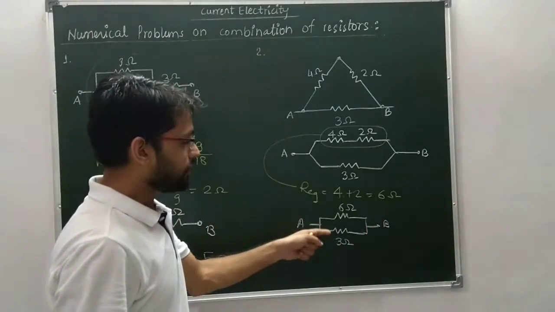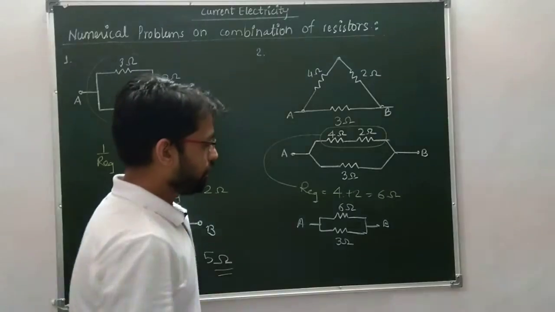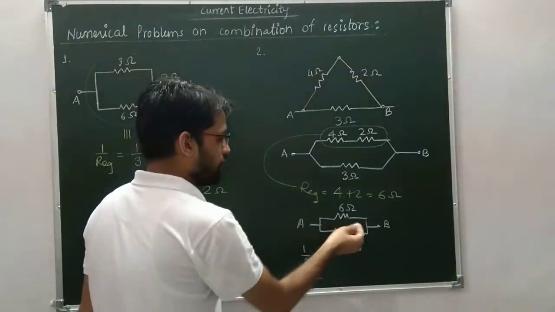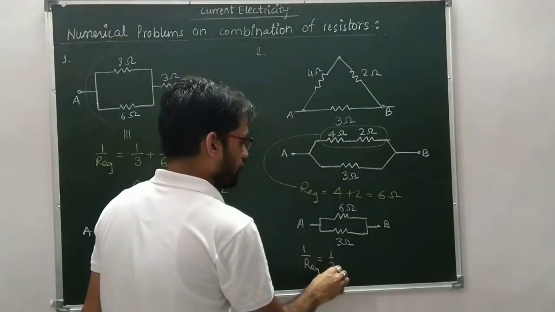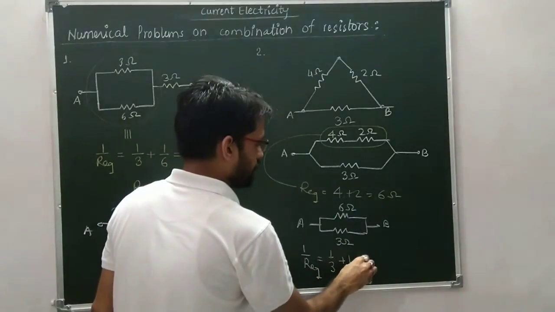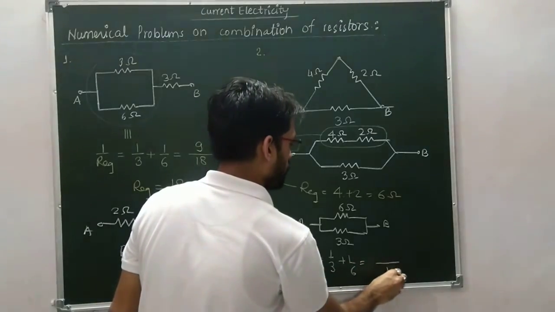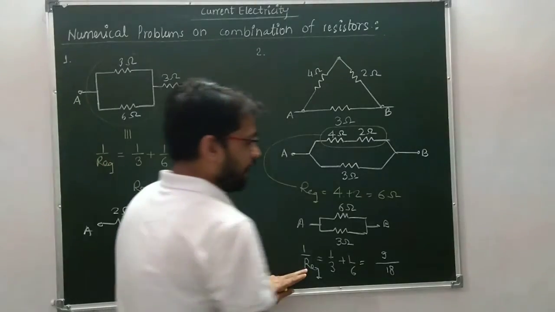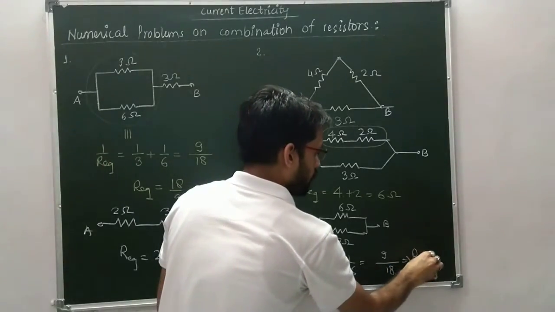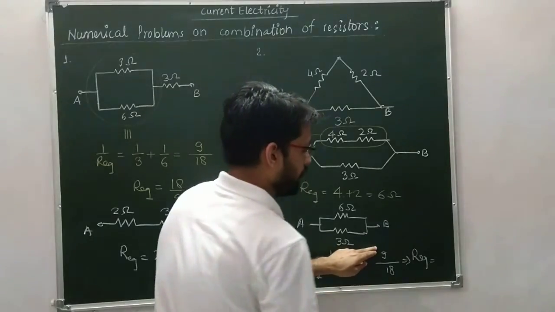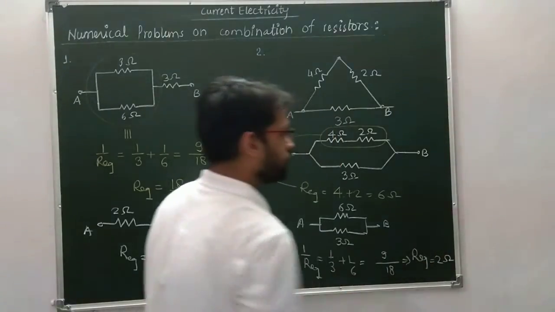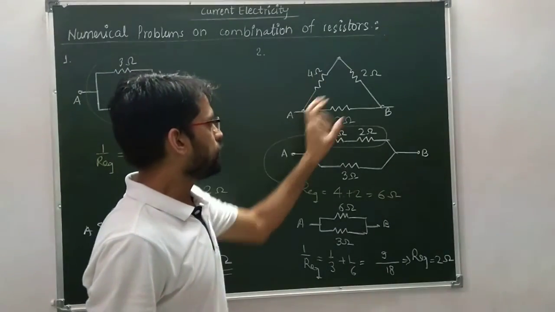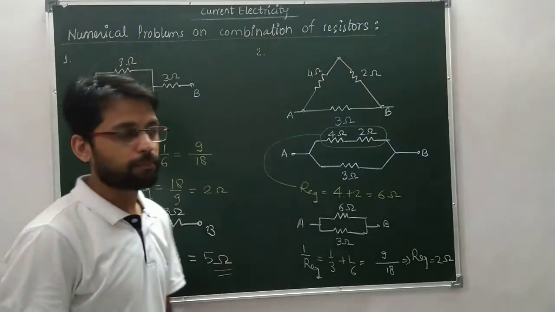Now these two resistors are connected in parallel, and the equivalent resistance of a parallel combination is given by the sum of the reciprocals: 1 upon 3 plus 1 upon 6, which will be equal to 9 upon 18. And when you find the Req, it would be 18 by 9. It means 2 ohm. So 2 ohm is the equivalent resistance of this network across A and B. So note it down.